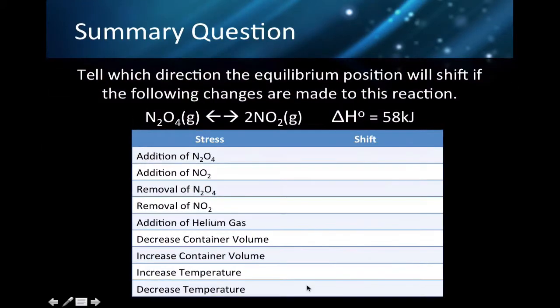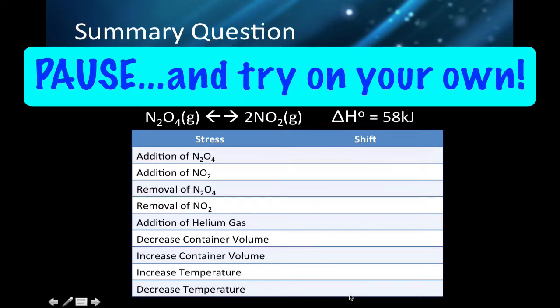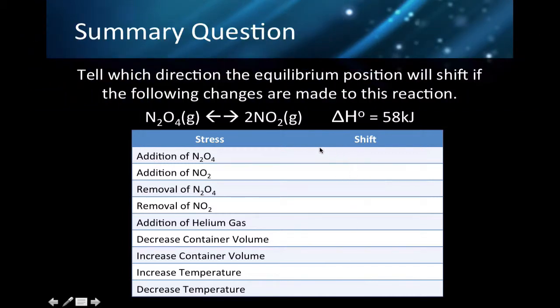And then the last thing we're going to do is the summary question. What I'd like you to do is pause this for a second, and look at the reaction and the delta H that's given, and see if you can fill in what you think the shift will be, and then see how you did as compared to what I talk about when I go through it. So here we go.